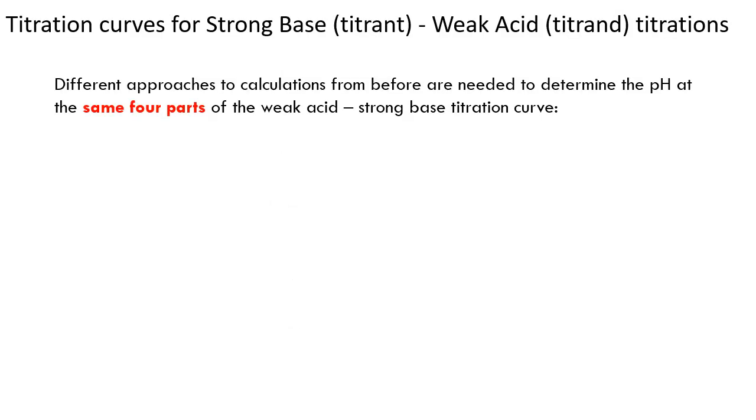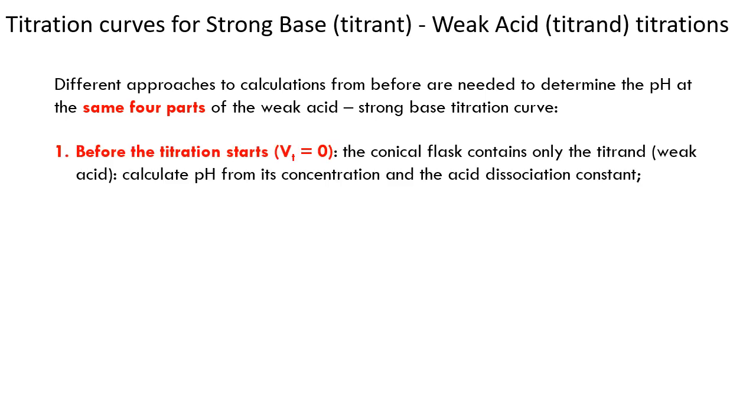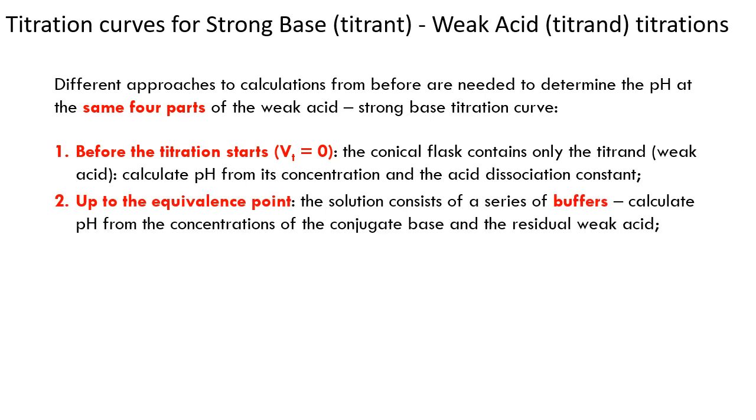Similar to what we did with our strong acid and strong base titration curves, we're going to look at the approaches to calculating the pH at different points along the titration curve. We're going to look at before the titration starts, so when no titrant has been added and the flask only contains your weak acid solution, up to this equivalence point, and we're going to look at the fact that this is referred to as your buffer region. So this solution will now consist of a series of buffers.